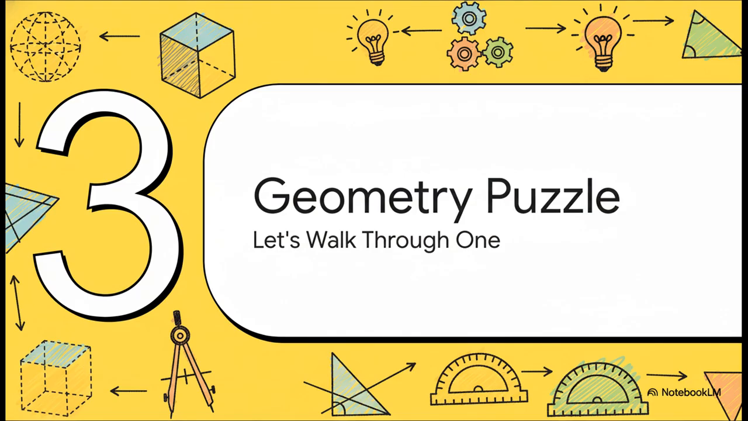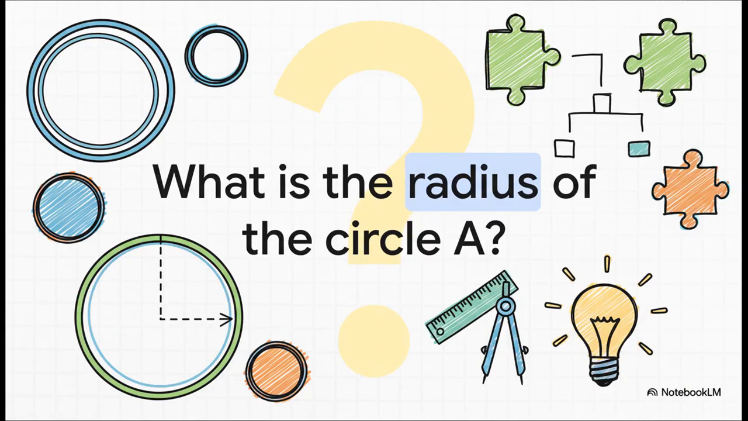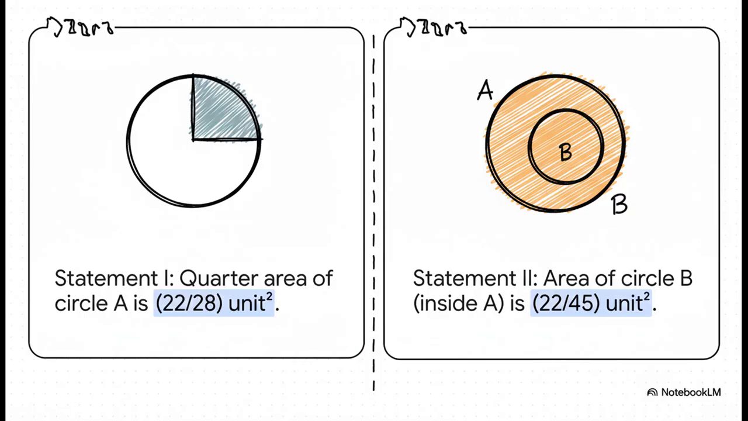Let's see how this works in the real world. We're going to take that exact method we just talked about and apply it to our first example. So here's the question. Nice and simple. What is the radius of circle A? Our mission is to find one single definite number for that radius. That's it. And here are our 2 clues. 2 completely separate statements. Now remember the process, right? We're going to look at each one by itself, one at a time.